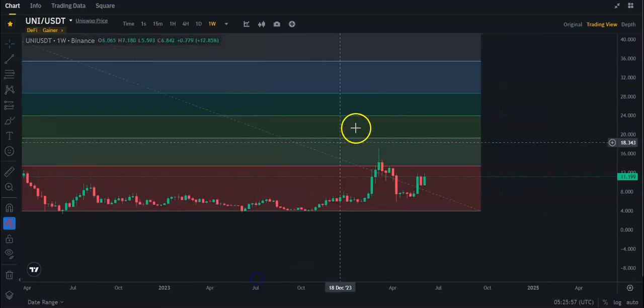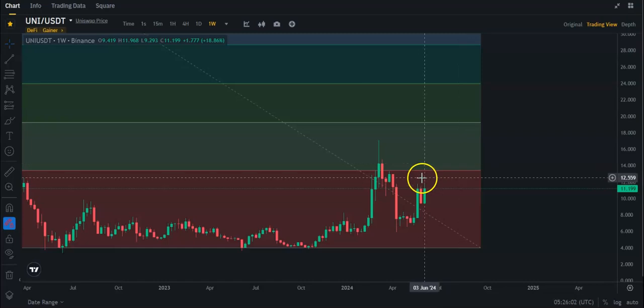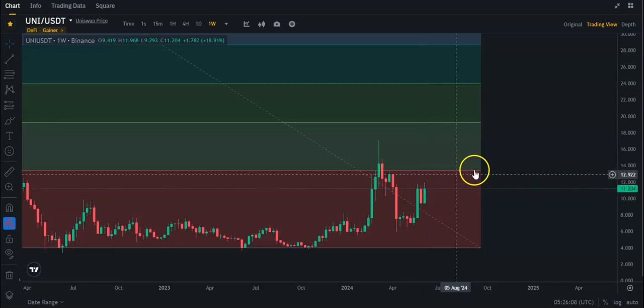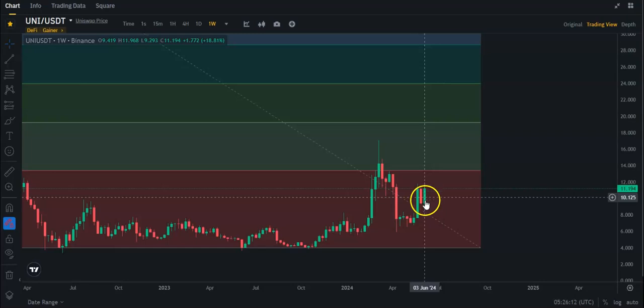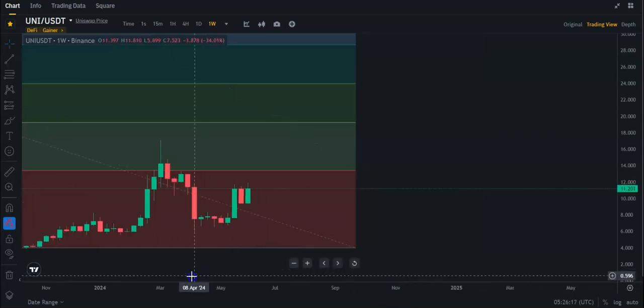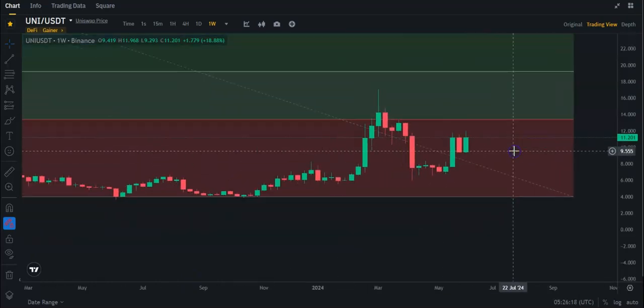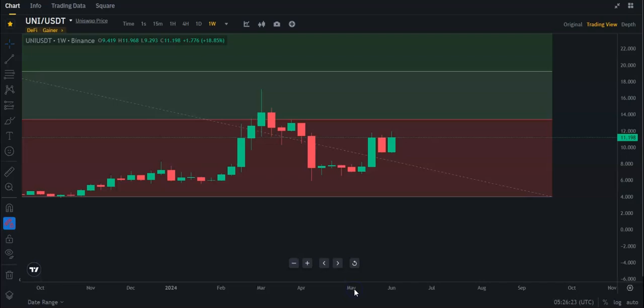By the way, I just noticed on Uniswap, on the weekly, we have a bullish engulfing candle at the moment. At the moment, though. So this is a good thing. We need to maintain this level. If I zoom in a little bit more, you'll see it a little bit better. But at the moment, it's a bullish engulfing candle, which is very bullish.